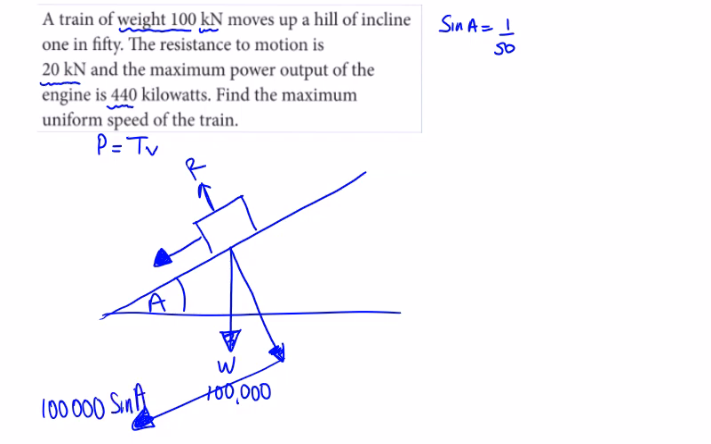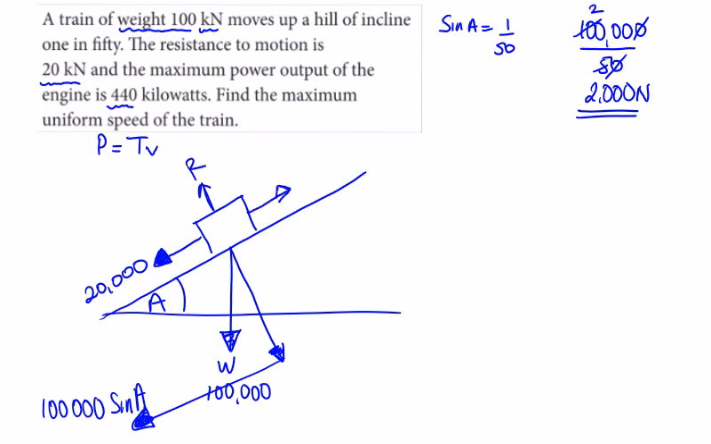So we have 100,000 over 50. Use a calculator or don't. 100, knock off your zeros and divide 10 by 5 to get 2. There are 3 zeros left. 2,000 newtons. So the force is going this way. We have the resistance of 20,000, and we have this 2,000 newtons. So this tractive effort, for it to be a constant speed, must be equal to those two things. So that's 22,000 newtons. Otherwise there would be acceleration.